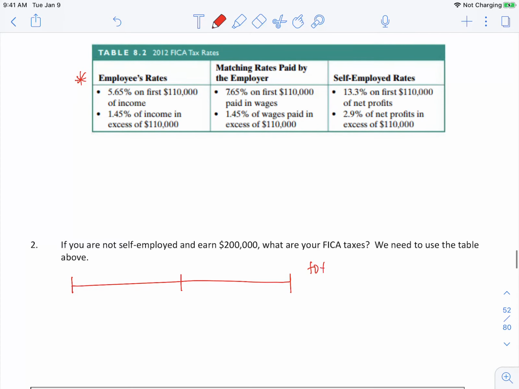Again, the total is going to be 200,000. So the first 110,000 is taxed at 5.65%. And then in this case, 200,000 minus 110,000, that next 90,000 is going to be taxed at 1.45%. I would like you to do the tax calculation for this one, similar to what we just did, to find the total amount for the FICA taxes.